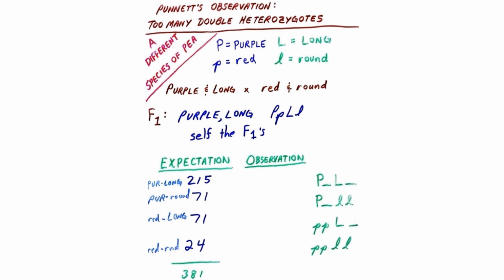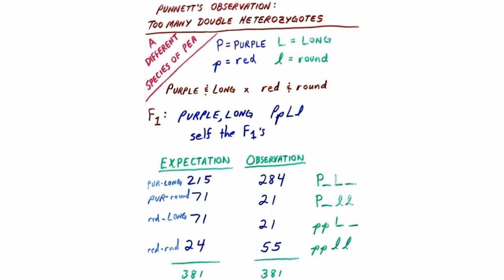Of the genotypes, big P, something else, big L, something else, big P, something else, little l, and so on. If you put numbers on the 381, our expectation would have been 215 out of 381. That's just 9/16 of 381. But what he observed was this. At first glance, it's like, all right, pretty close. But you look closer and you see something's not right there.